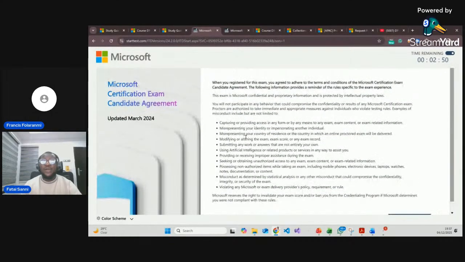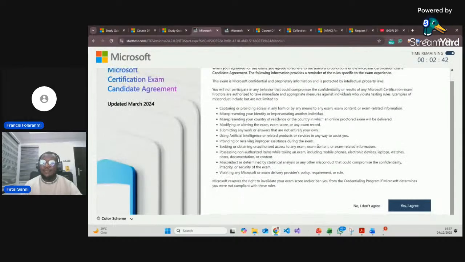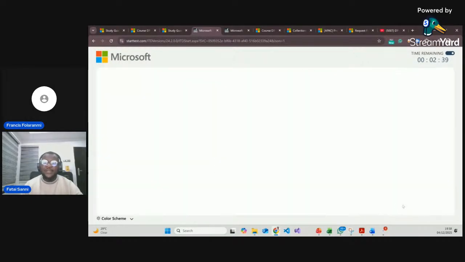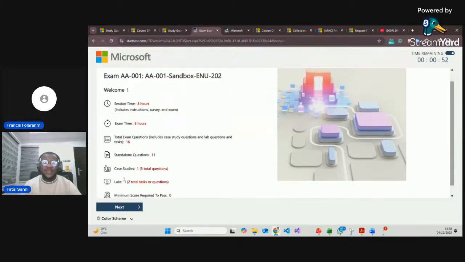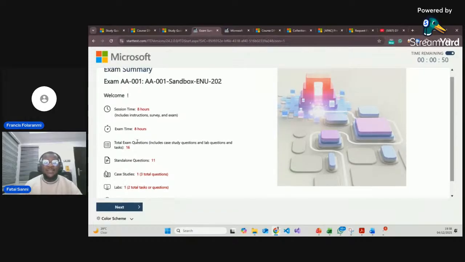So when you log into your exam, you get greeted with something that looks like this. Microsoft certification exam candidate agreement. You need to agree to the terms and policies. Let's assume that I've read this and I agree. I'm going to say, yes, I agree. It's going to time this separately. So if you check, you see that this is timed at 2 minutes. So you get some time to read instructions and so on before your exam starts.